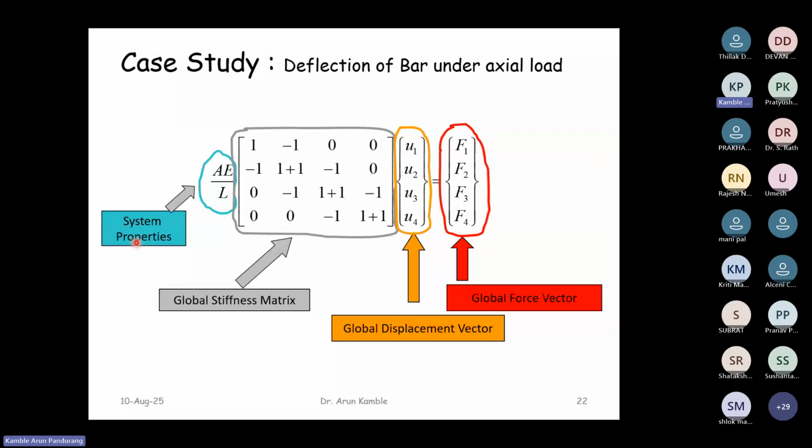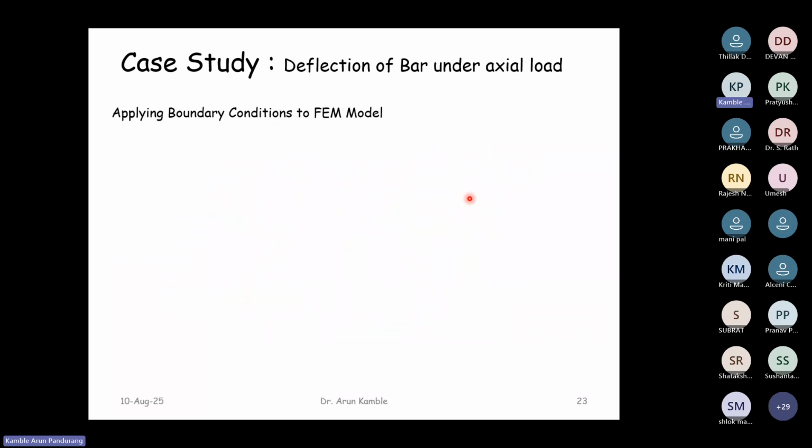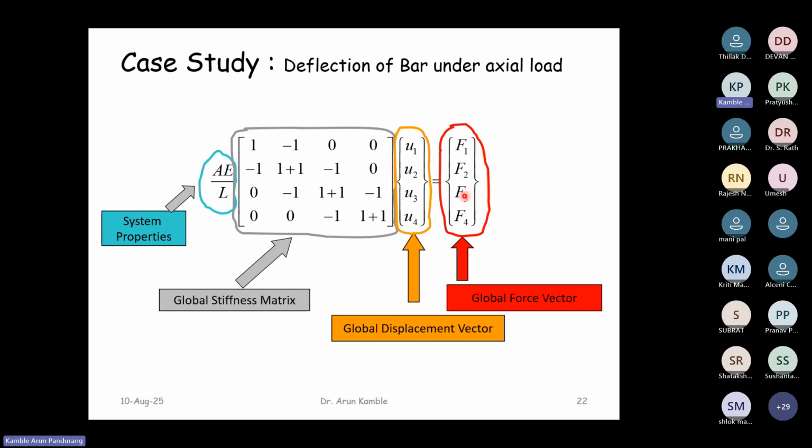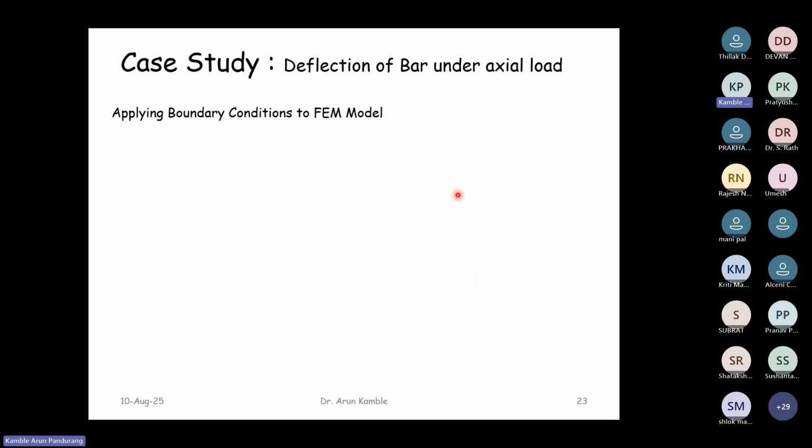So here you can see this is the A E by L system properties, and this one is the global stiffness matrix. This is a global displacement vector, and this is a global force vector. Now, after formulating the system equations in the global form, we can apply the boundary conditions to this FEM model.